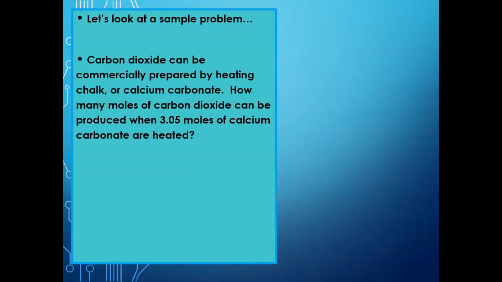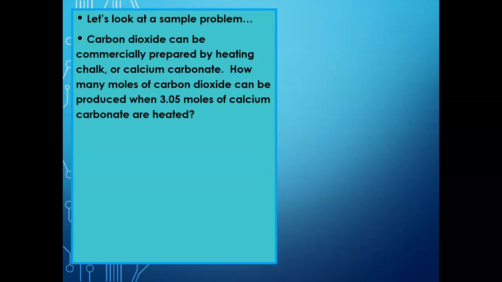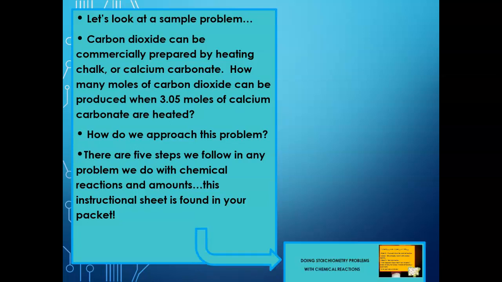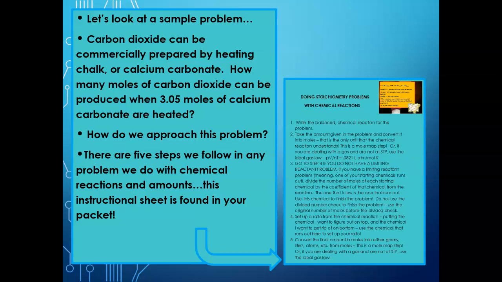So let's look at a sample problem. So we have carbon dioxide. And we can make this carbon dioxide commercially by heating chalk, which is calcium carbonate. We want to know how many moles of carbon dioxide can we produce from 3.05 moles of calcium carbonate. So, what do we do? Well, included in your spiral is a 5-step guide that you need to follow every single time we are doing these kinds of problems.